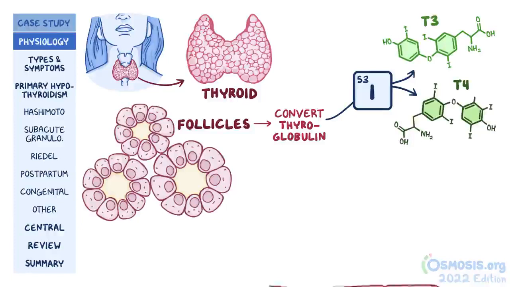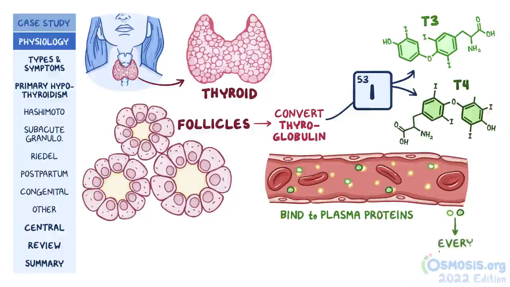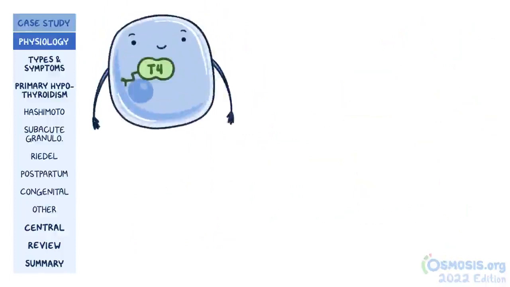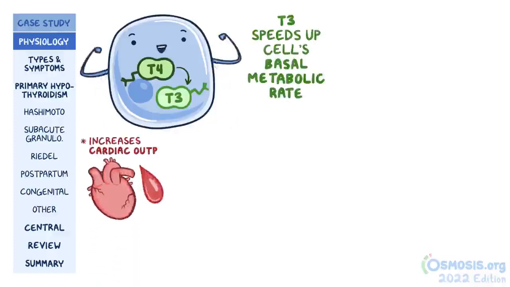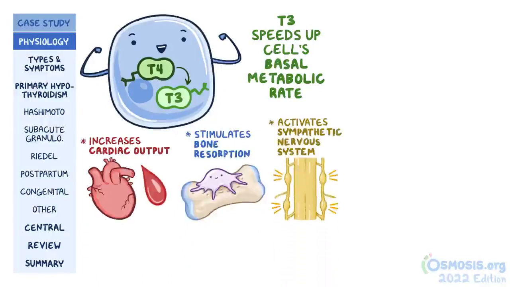Once released from the thyroid gland, these hormones enter the blood and bind to circulating plasma proteins. Only a small amount of T3 and T4 will travel unbound in the blood, and can act upon nearly every type of cell in the body. Once inside the cell, T4 is usually converted into T3, and it can exert its effect. T3 speeds up the cell's basal metabolic rate. It increases cardiac output, stimulates bone resorption, basically thinning out the bones, and activates the sympathetic nervous system.